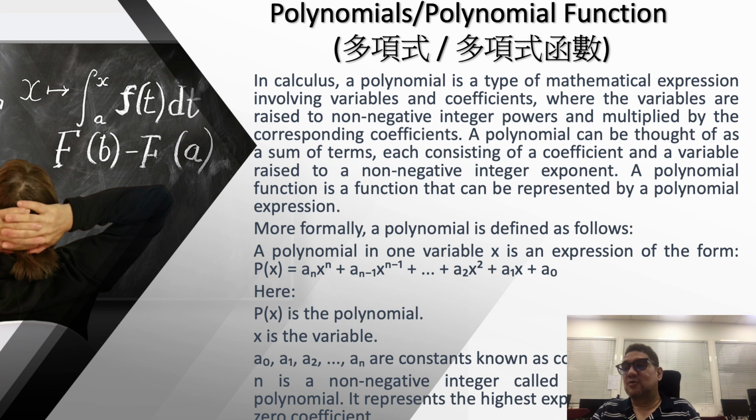The next word is polynomial and polynomial function. In calculus, a polynomial is a type of mathematical expression involving variables and coefficients where the variables are raised to non-negative integer powers and multiplied by the corresponding coefficients. A polynomial can be thought of as a sum of terms, each consisting of a coefficient and a variable raised to a non-negative integer exponent. A polynomial function is a function that can be represented by a polynomial expression.